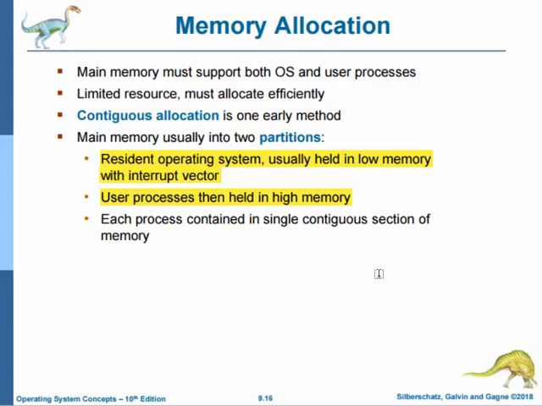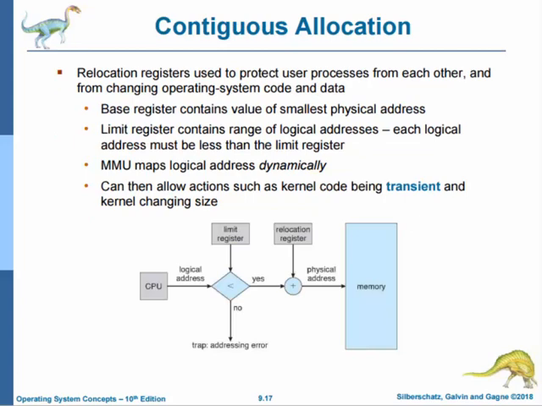However, nowadays, many operating systems, including Linux and Windows, are now placing the operating system in high memory, and we will discuss only that situation. As we have discussed, the relocation register is used to protect user processes from each other and from changing operating system code and data.